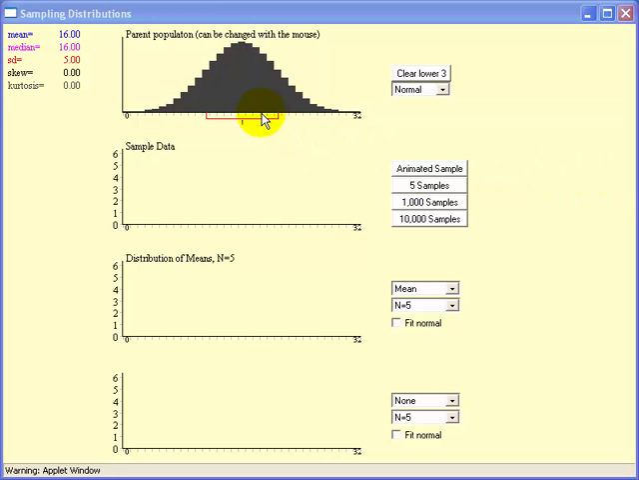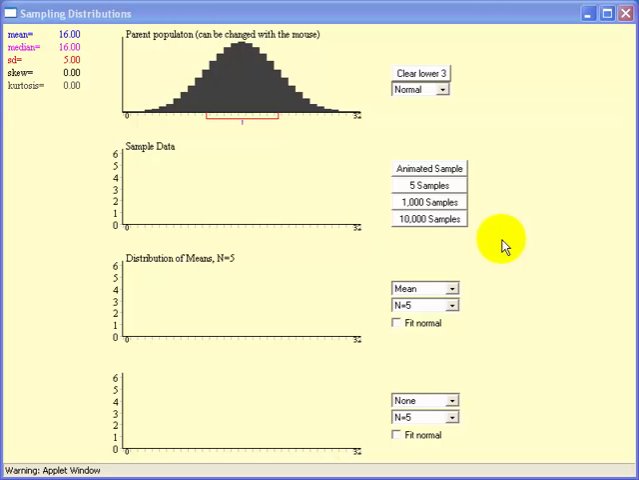Here is our population that we're going to sample from. That's why it says parent population. So we'll start with a normal population, which has a mean of 16 because it's normal. Its median is also 16. The population standard deviation is 5, and because it's perfectly normal, skew is 0 and kurtosis is 0.